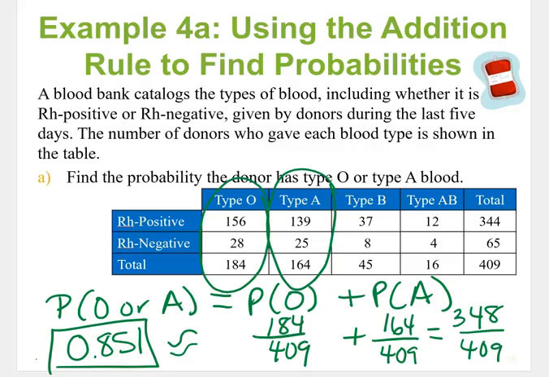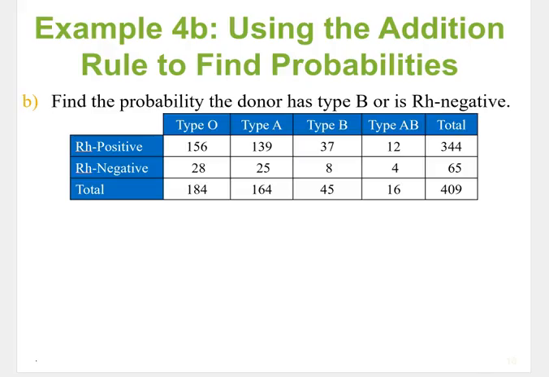All right, so again, utilize that chart. Let's answer another question about that chart. Find the probability that the donor has type B or is Rh negative. First ask yourself, can you be type B and Rh negative? And the answer is yes, because if you look at the chart, we've got type B and Rh negative. There aren't many people, but there are some. So these are not mutually exclusive.